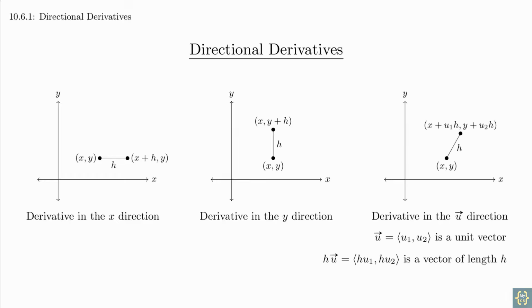If u is a unit vector that we write as u1, u2, then we can multiply it by h to get a vector of length h.